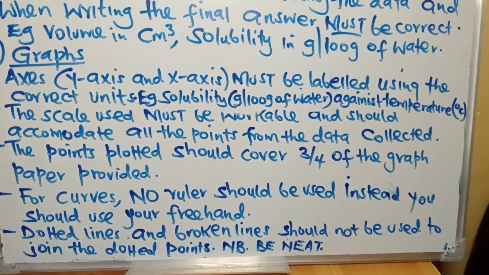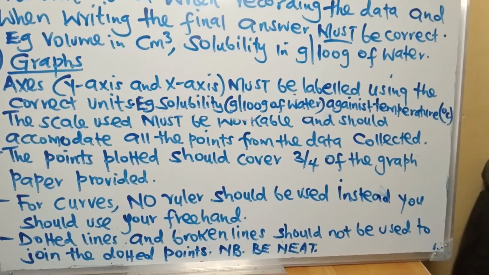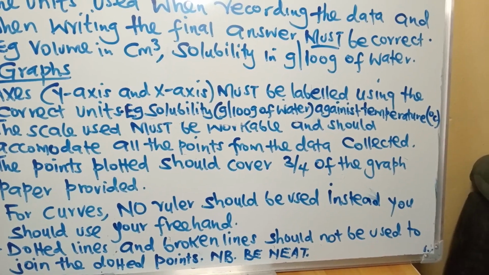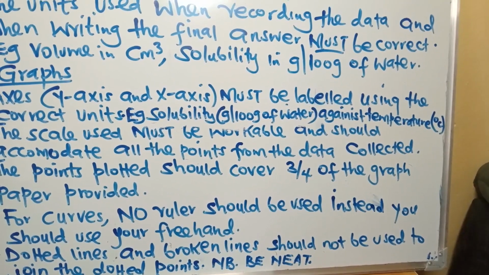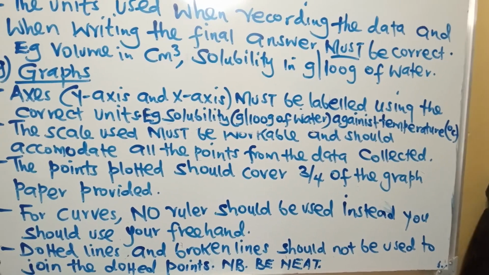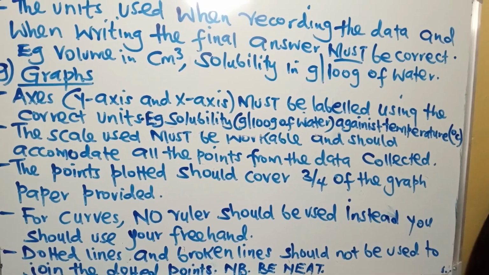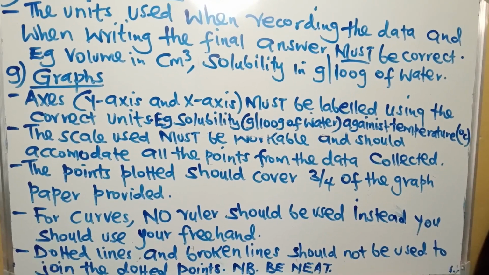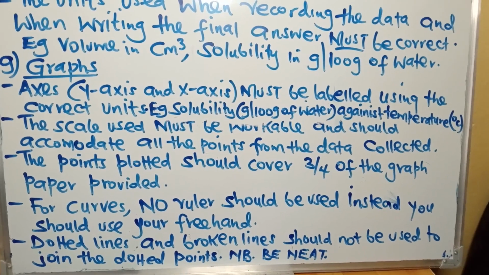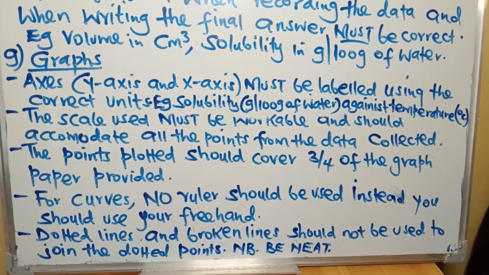Inversion means that temperature, which is supposed to be on the x-axis, you indicate it on the y-axis. Solubility, which is supposed to be on the y-axis, you indicate it on the x-axis. That is inversion. You are penalized. And to avoid penalization, understand where to put which one.